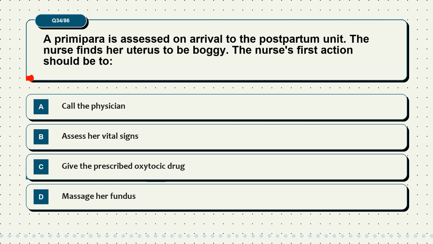Question 34. A primipara is assessed on arrival to the postpartum unit. The nurse finds her uterus to be boggy. The nurse's first action should be to, here are the options. Option A, call the physician. Option B, assess her vital signs. Option C, give the prescribed oxytocic drug. Option D, massage her fundus.